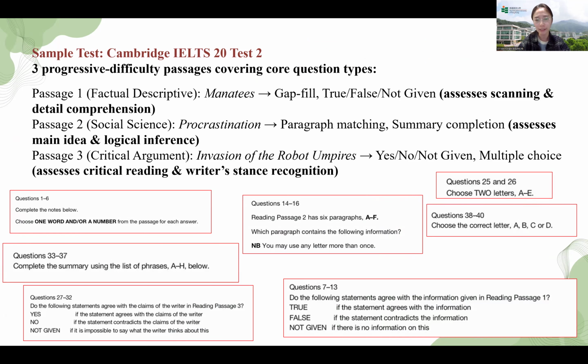As you can see on the slide, our selected sample perfectly reflects its standard design, with 3 progressive difficulty passages covering all core question types and the sub-skills the test claims to measure, from scanning for specific details to identifying a writer's critical stance.